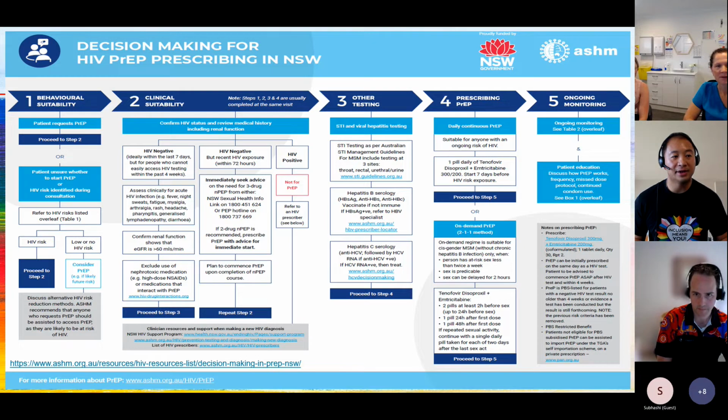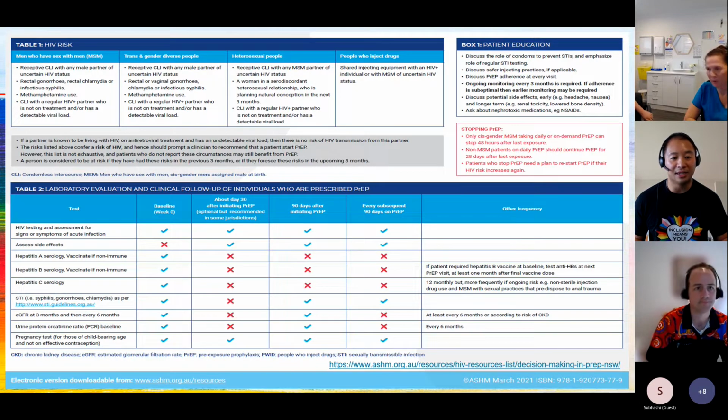So we have already got the person here who is in the behavioral suitability realm. Then we can look at our clinical suitability. The testing has been done and okay, ready to go. Then you can decide to start PrEP. And then we have our ongoing monitoring, which is on the lower half of the next page there. This is our ongoing monitoring section here.